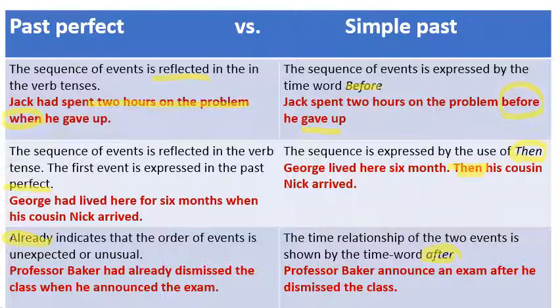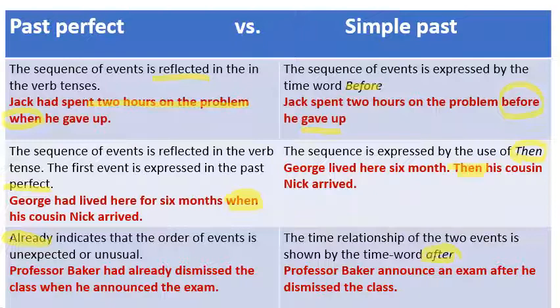Like I said earlier, because when does not show which action happened before the other, therefore we need to make one of them past perfect. If you have then, it's okay. You can use both of the two actions in the past. You don't have any problem, because then shows which action happened before the other. George lived here for 6 months, then his cousin Nick arrived.